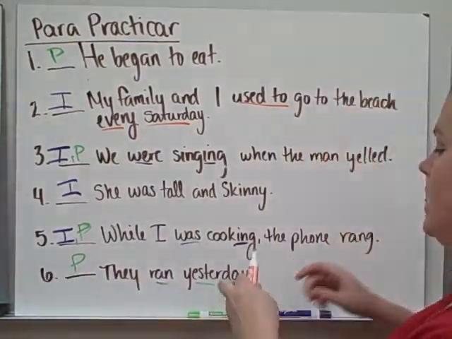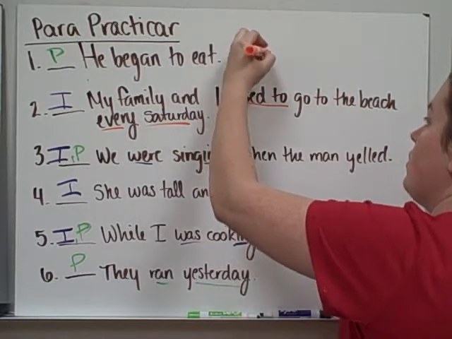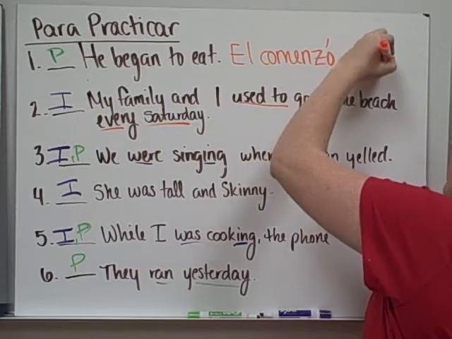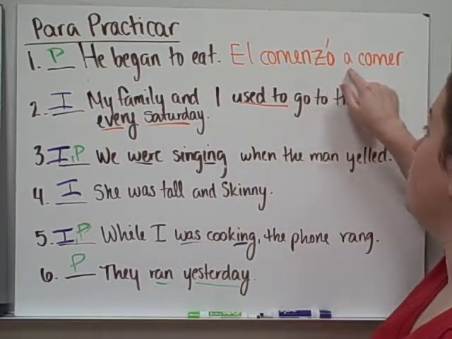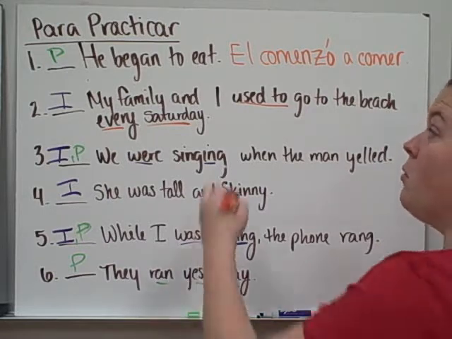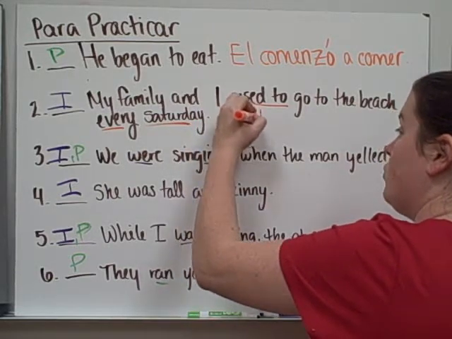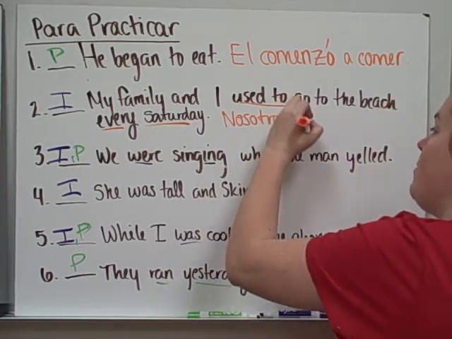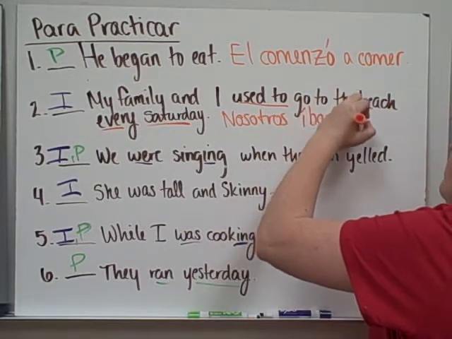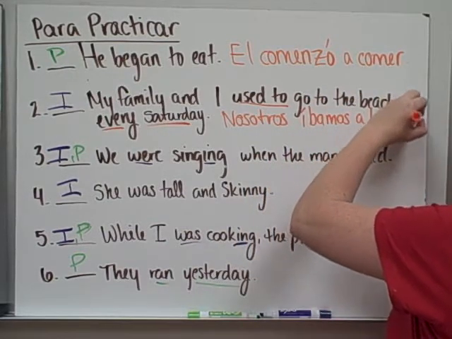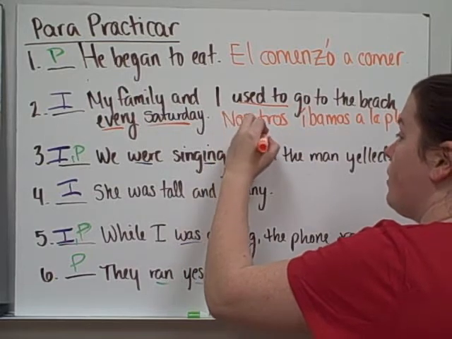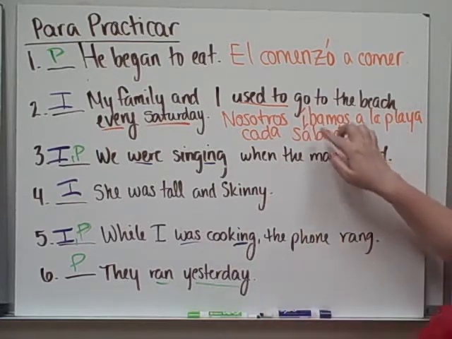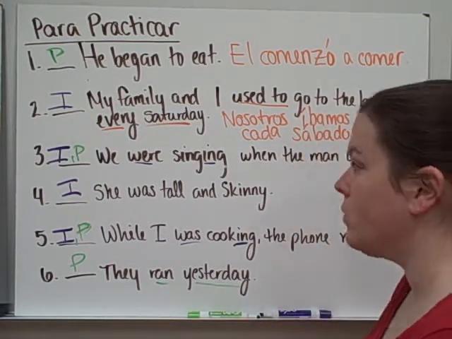All right. He began to eat. Él comenzó a comer. He began to eat. My family and I, or we, nosotros, we used to go to the beach. Ir a la playa becomes íbamos a la playa. Every or each Saturday. Sábado. Note the accent on íbamos and the accent on sábado.